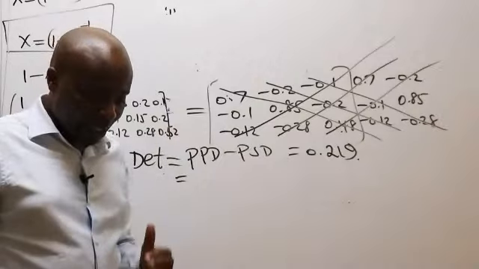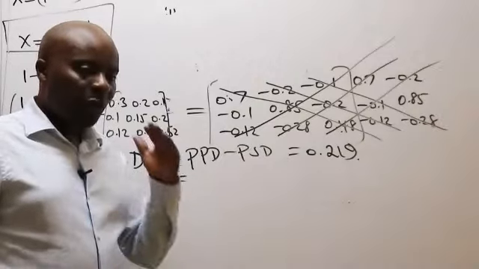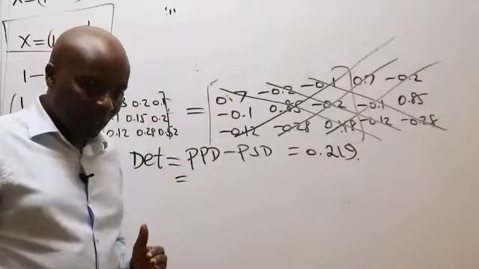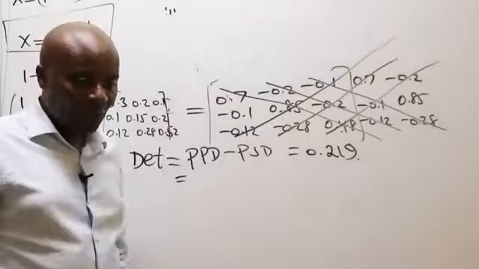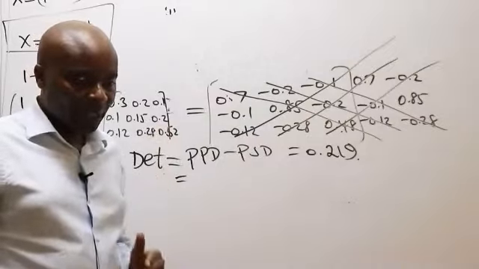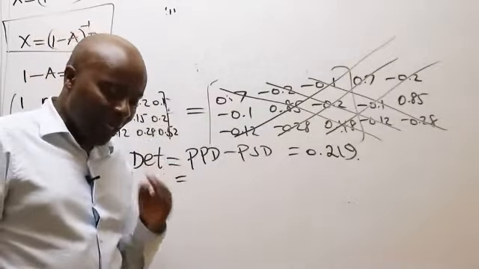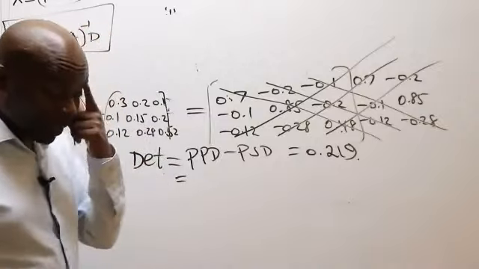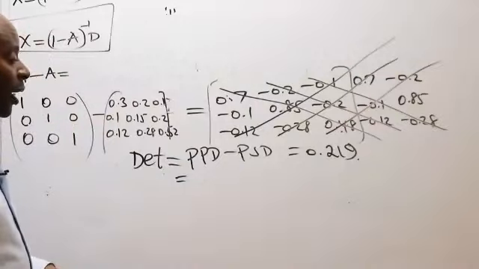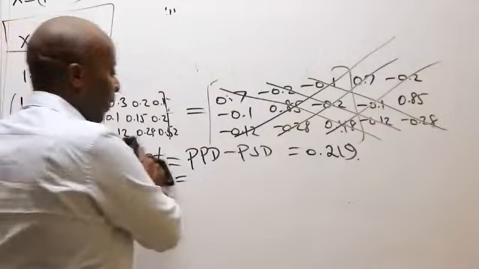I'm repeating again the basic steps of ascertaining the inverse of a 3x3 matrix. Number 1, give us the determinant. Number 2, give us the minor elements. Number 3, give us the cofactors. Number 4, give us the inverse definition.